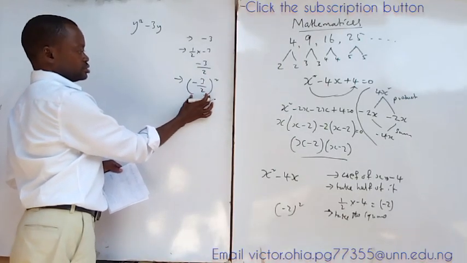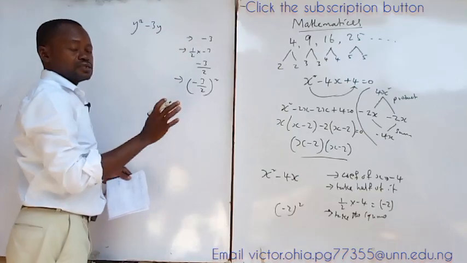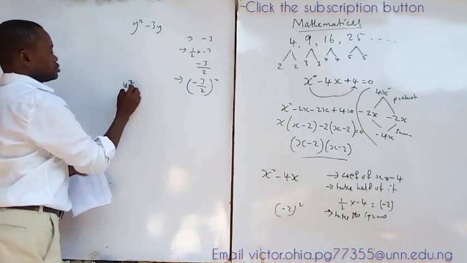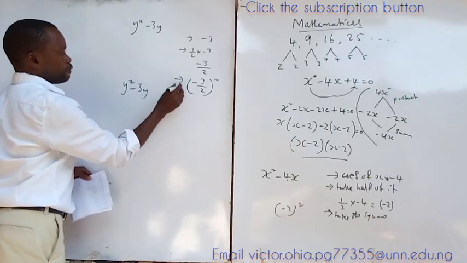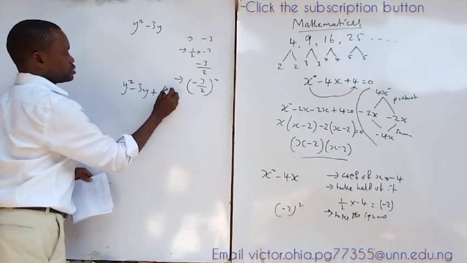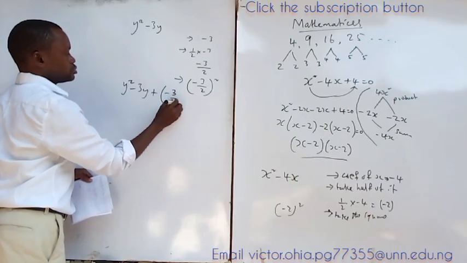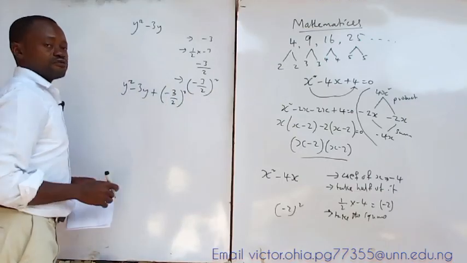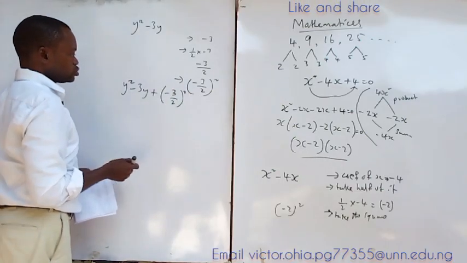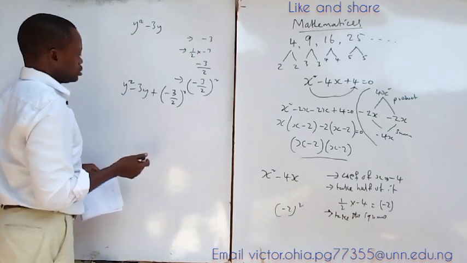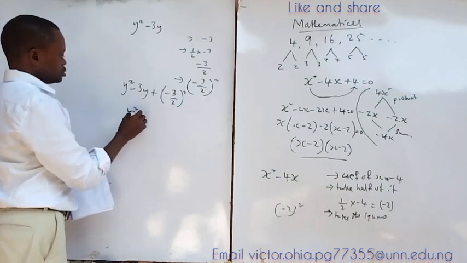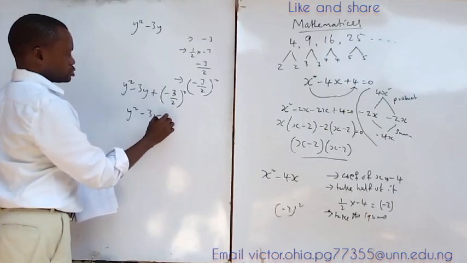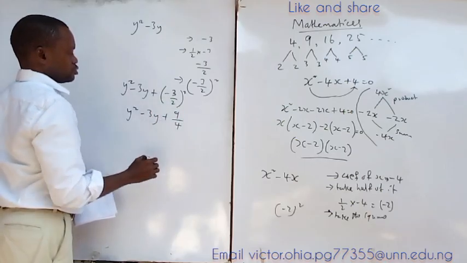You realize that now, when I add it here, this expression, y squared minus 3y, then plus bracket minus 3 over 2 squared, we become a perfect square. We can also obviously show it here. So I have y squared minus 3y, and here this will become plus 9 over 4.